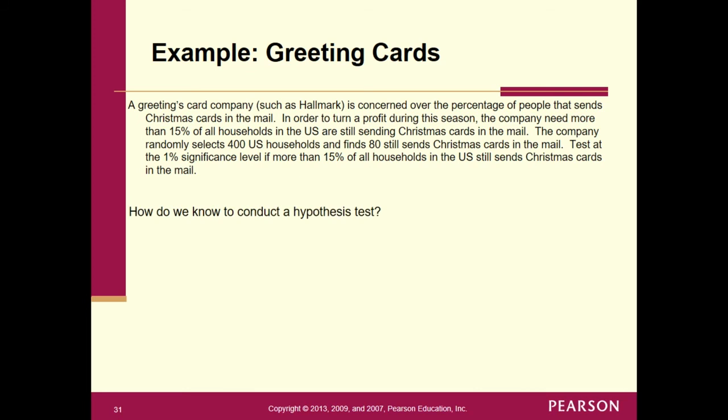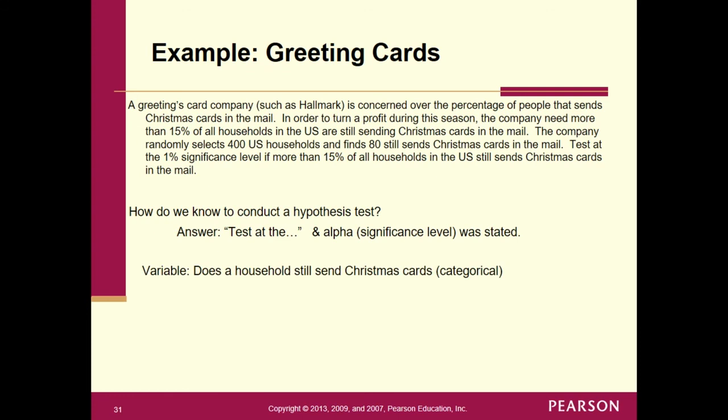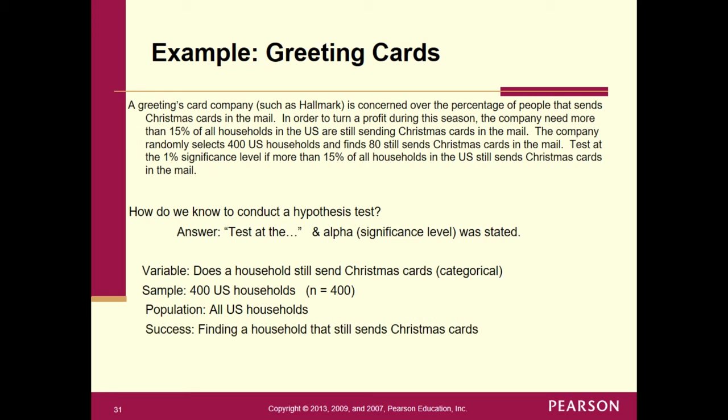How do we know to conduct a hypothesis test? Well, it's a test and they gave us an alpha. What was the variable? Does a household still send Christmas cards? Yes, no, categorical. That means we're going to look at a percentage to analyze this. What was our sample? Hopefully you said 400. n is equal to 400 here. That means our population was all U.S. households. Success is finding a household that still sends Christmas cards, right? How many did we find? 80.